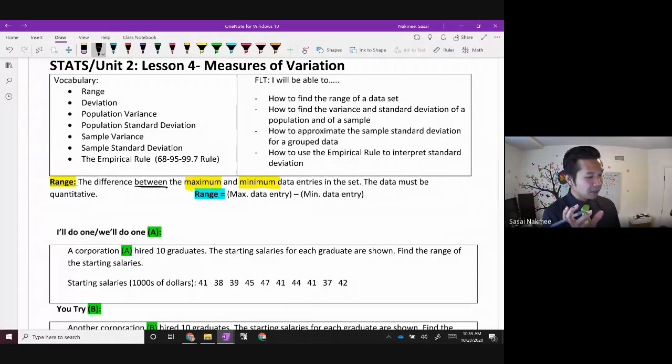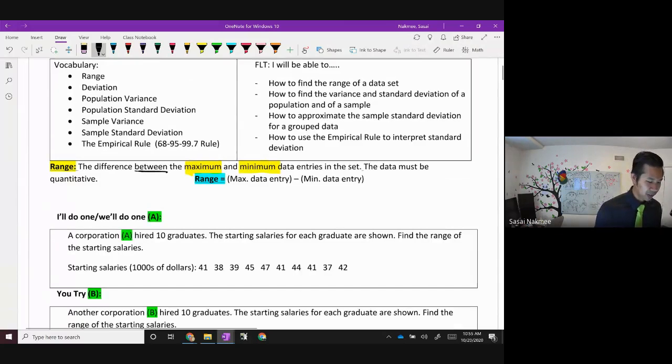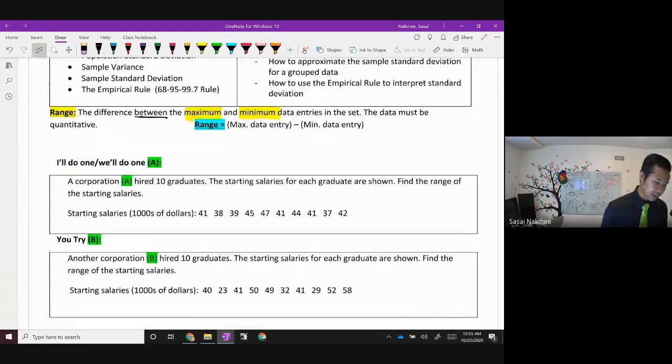And when you calculate the range, you're seeing how much the data can vary from the smallest end to the largest end. How much does it change from one to the other? So let's do one real quick, right? A corporation, Corporation A, hired 10 graduates. The starting salaries for each graduate are shown. Find the range of the starting salaries, and these salaries are in thousands of dollars.